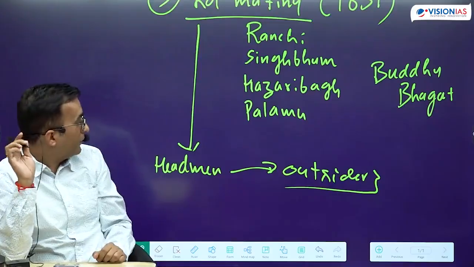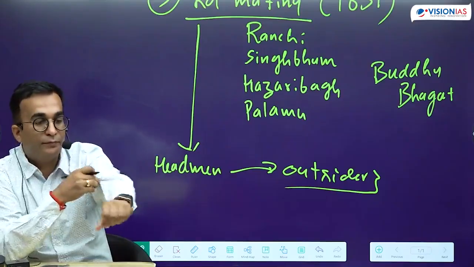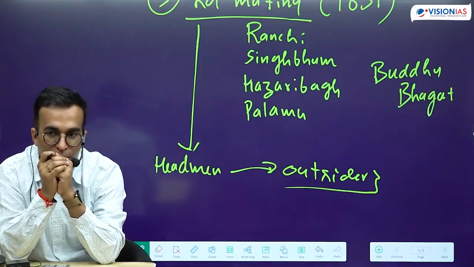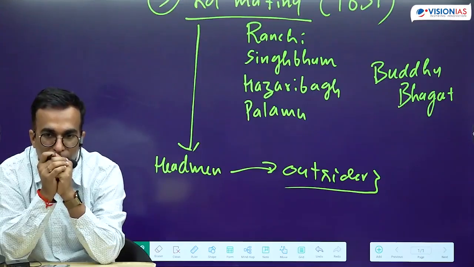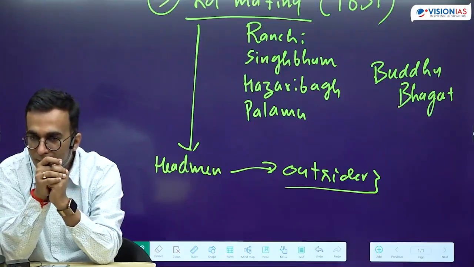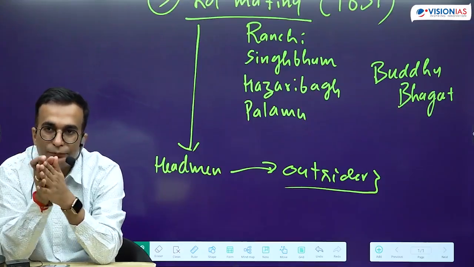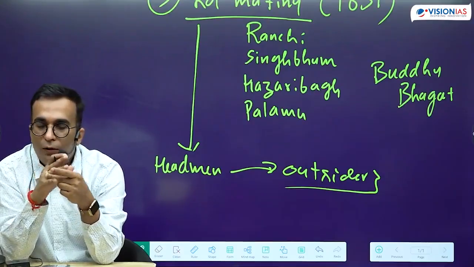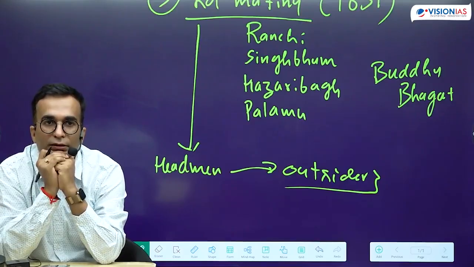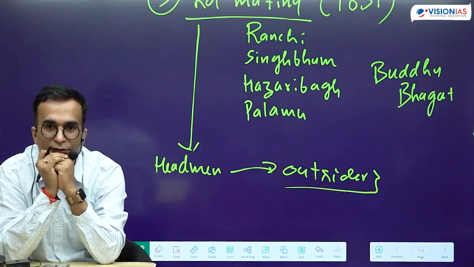Then you write after it, they started transferring land from Kol headmen to outsiders from Bengal and other plain areas. Full stop. Then mention, in this scenario, the Kols organized the revolt under the leadership of Buddhu Bhagat.